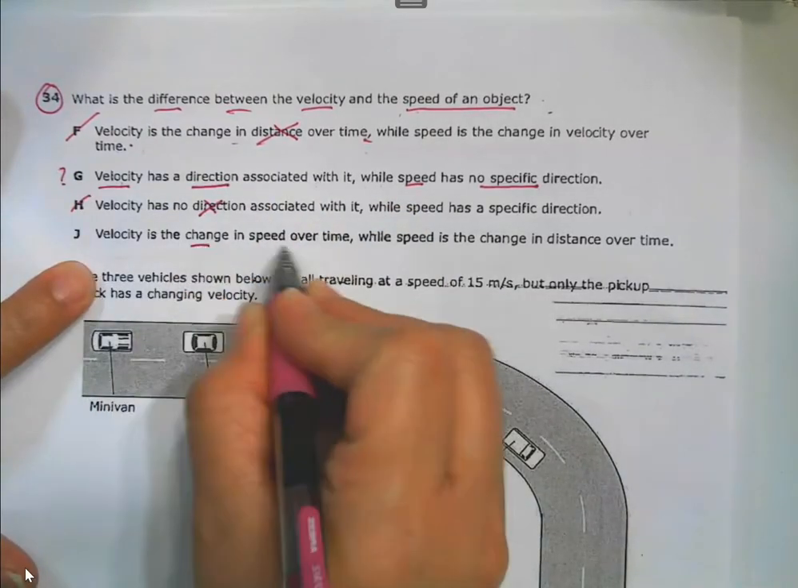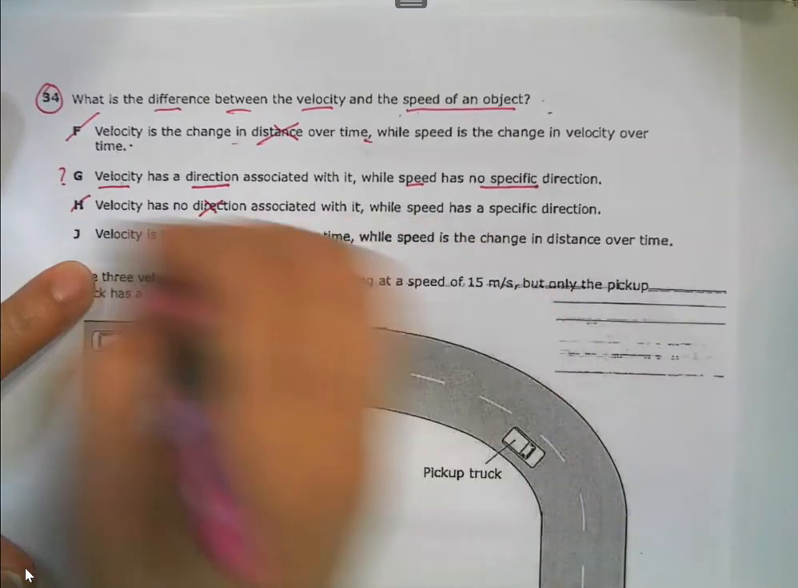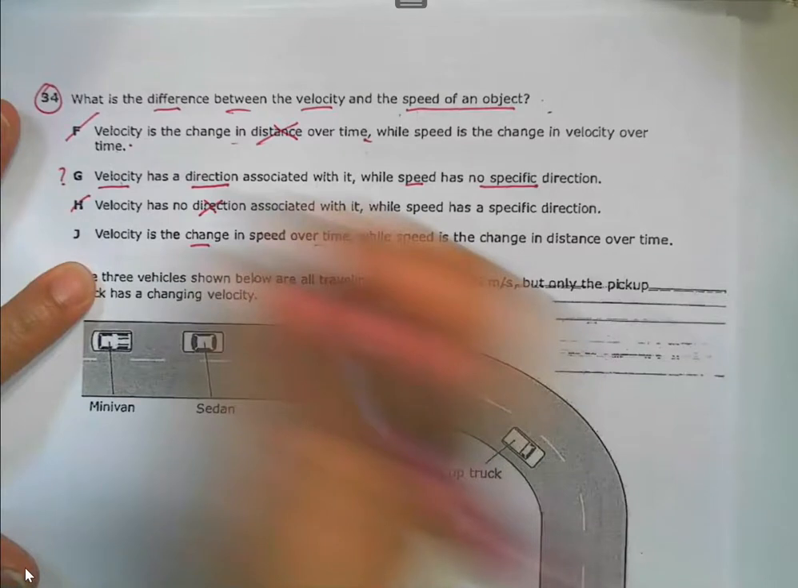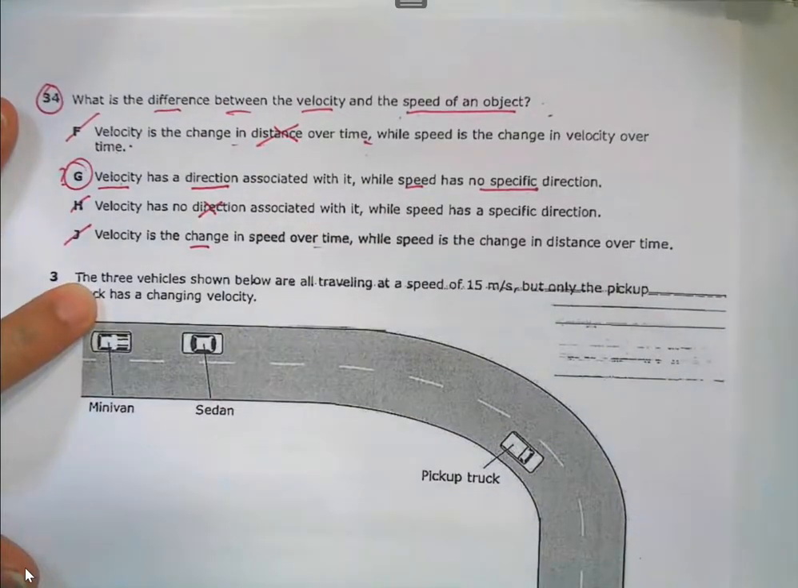Velocity is the change in speed over time. No, velocity is not the change. Velocity is speed with direction. So let me go ahead and X that out, and it's letter G.